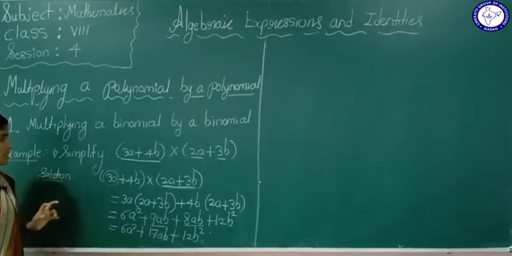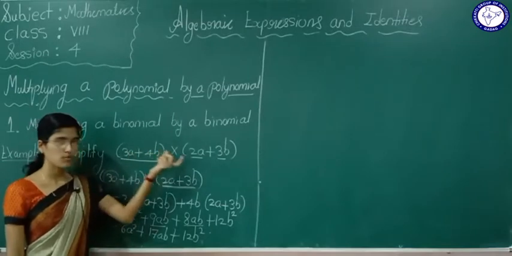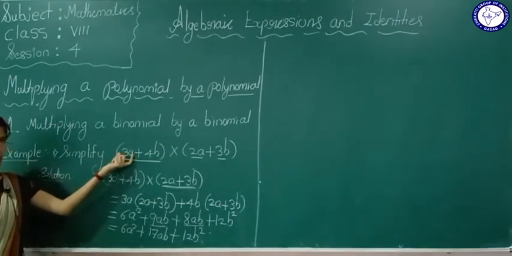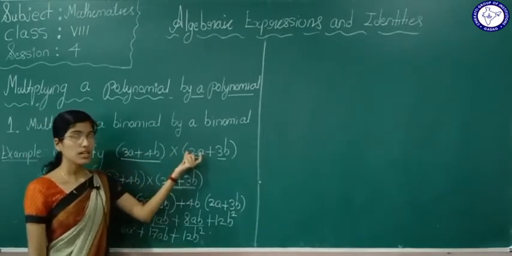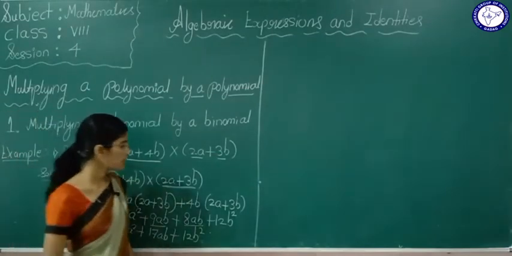Once more I will explain here. Take any one here, the multiplication of a binomial by a binomial. See what you have to do: each term of this binomial you have to multiply with each term of the other binomial. Is it understood?